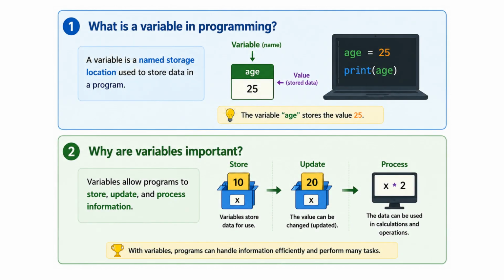Variables can store data. For example, a variable can store the value 10. Next, variables can update data. The stored value can change from 10 to 20 whenever needed. Finally, variables help programs process data. The stored values can be used in calculations, such as multiplying a number by 2. Without variables, programs would not be able to handle information efficiently. Variables make programs flexible, organized, and powerful.